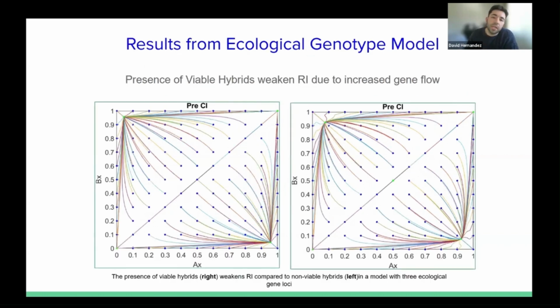Okay, the next result that we found from the model was what happens when we introduce the presence of viable hybrids. And what we found was that this weakens reproductive isolation, which was expected due to the increase in gene flow. And again, the weaker reproductive isolation is shown by the shift away from the corners of the fixed point when we go from a system that does not allow for viable hybrids to one that does allow for viable hybrids.